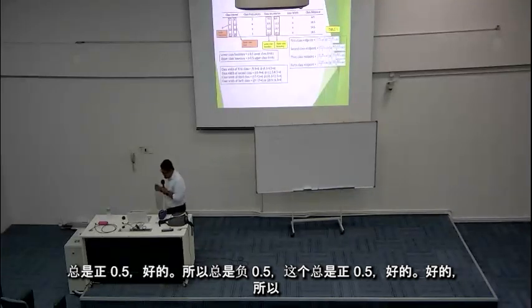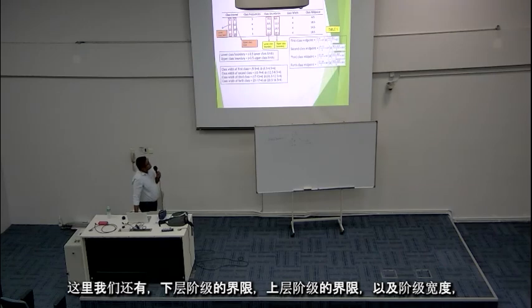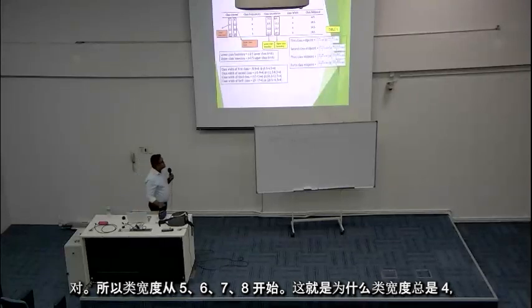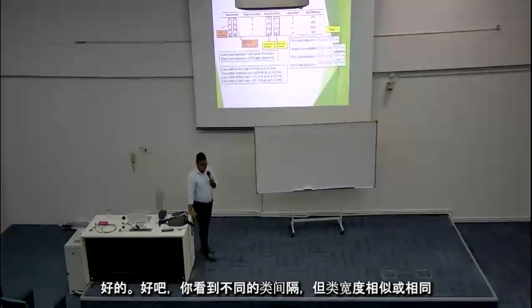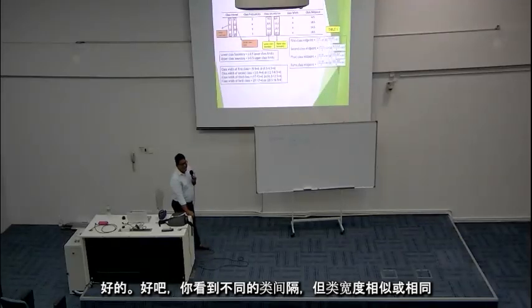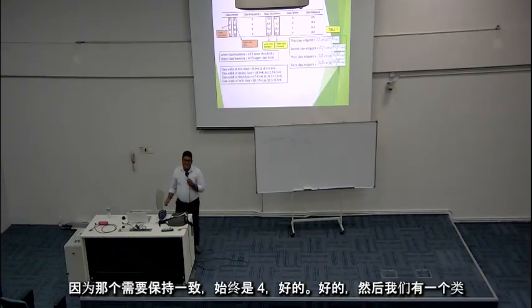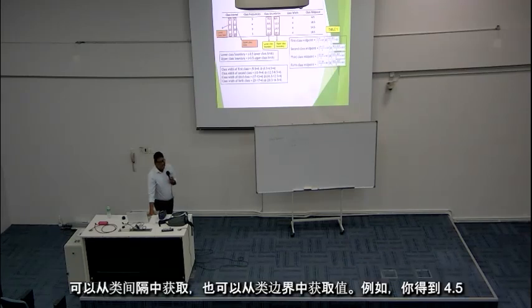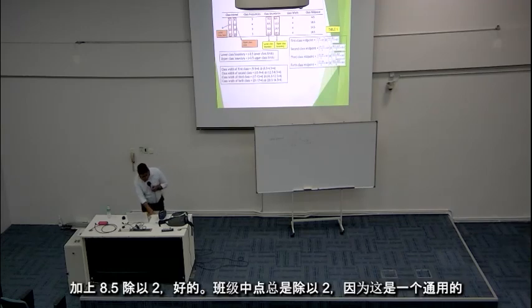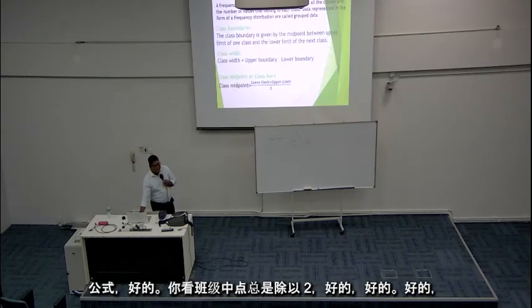What else do we have here? Lower class boundary, upper class boundary, and then the class width. The class width goes from 5, 6, 7, 8, so the class width is always 4. You see different class intervals but the same class width, because it needs to be consistent, always 4. Then we have the class midpoint. You can take 5 plus 8 divided by 2 from the class interval, or take the values from the class boundary, for example 4.5 plus 8.5 divided by 2. The class midpoint is always divided by 2 because this is the general formula.